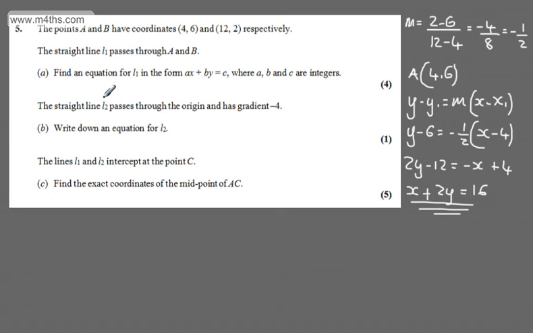The straight line L2 passes through the origin and has gradient minus 4. In part B, we need to write down an equation for L2. So here we've got L1, so let's put L1 here, and what we're going to have now is L2. We can simply write that this will be y = -4x. If we have a line that passes through the origin with a gradient of minus 4, we know that's y = -4x. Or if you like, you could write this as 4x + y = 0. We're asked for an equation. It really doesn't matter which form you put in.